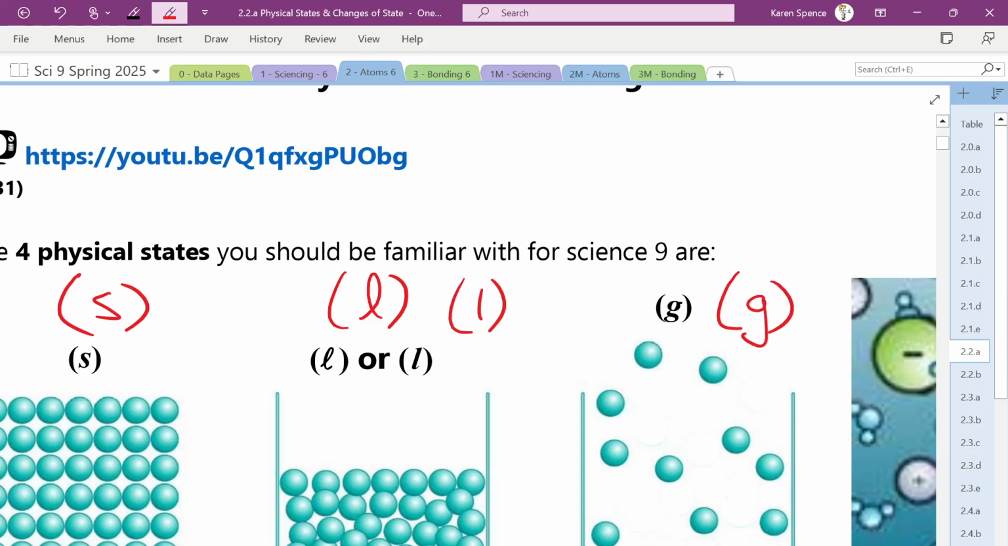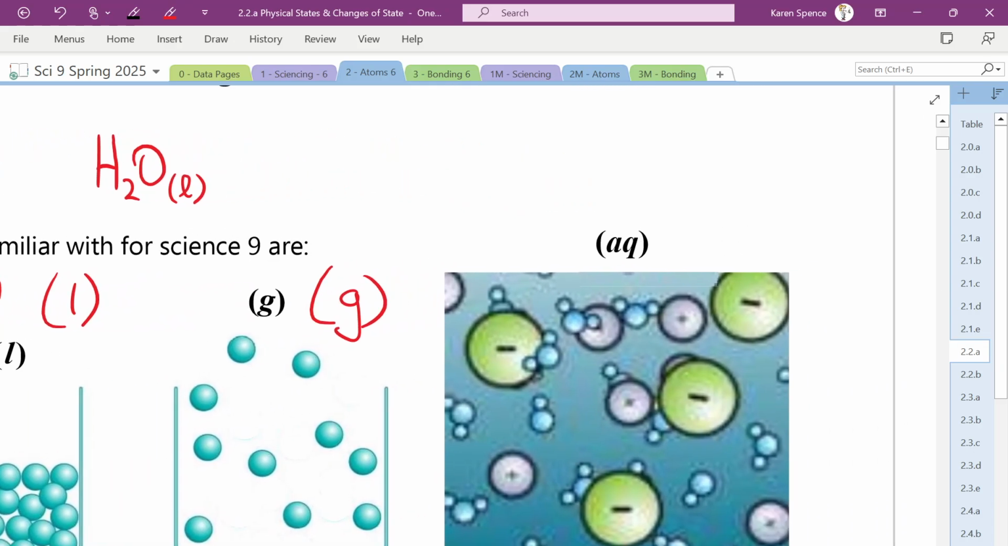So if I had some water, H2O, most often water is a liquid water. We have one other state, and that other state is called aqueous. Ignore my fancy A there. My pen is just doing weird things. Aqueous. Anyone want to guess what aqueous means? Dissolved in water. Yep.